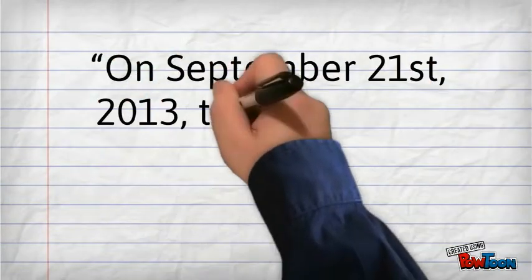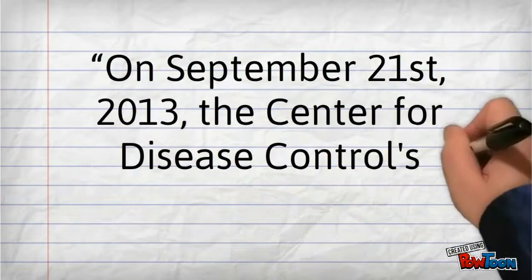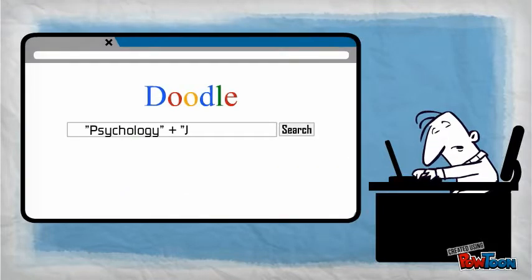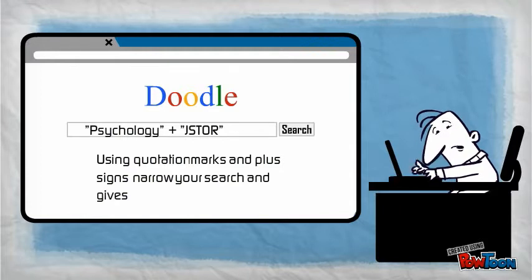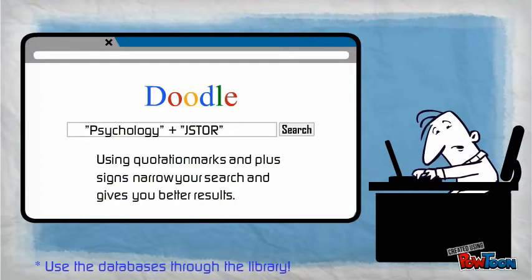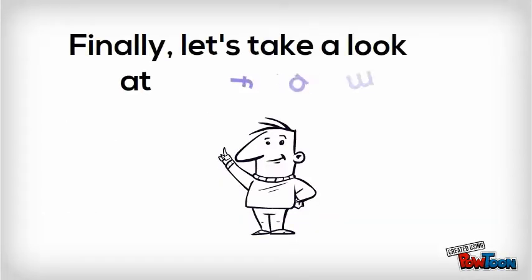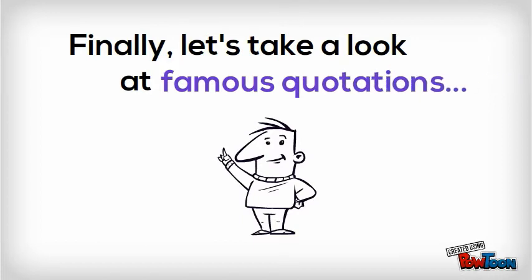On September 21st, 2013, the Center for Disease Control's website explained. This as well includes the date, the website title, and our action verb. Finding sources online can sometimes be tricky, so surround words with quotes and a plus sign. This will only bring up websites that use your combination of words. Don't forget databases. Finally, we'll look at famous quotations.